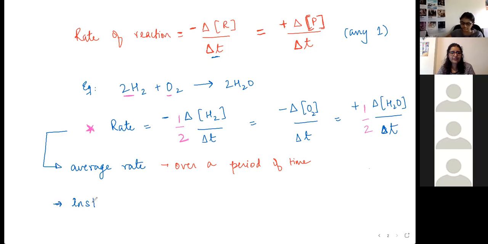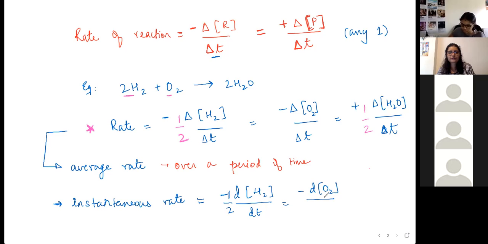Correct. So if I want to calculate the instantaneous rate, then my rate equation will change to the differential of it. So minus d concentration of the reactant upon dt, like 1/2 multiplied by 1/2, will be equal to minus the differential of the concentration of oxygen upon dt. That will be equal to plus 1/2 into the differential of the concentration of water upon dt. Okay, so this is what it looks like mathematically.